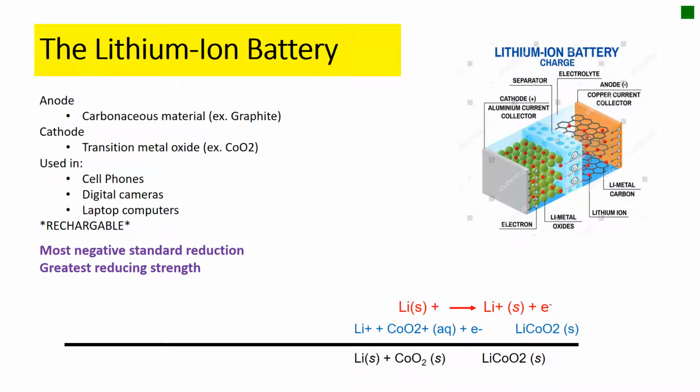Next, we have the lithium-ion battery. The anode is a carbonaceous material, for example graphite. The cathode is a transition metal oxide, and it is used in cell phones, digital cameras, and laptop computers, and it is rechargeable. It has the most negative standard reduction potential and the greatest reducing strength. Listed below we have the anode, the cathode, and the overall reaction.